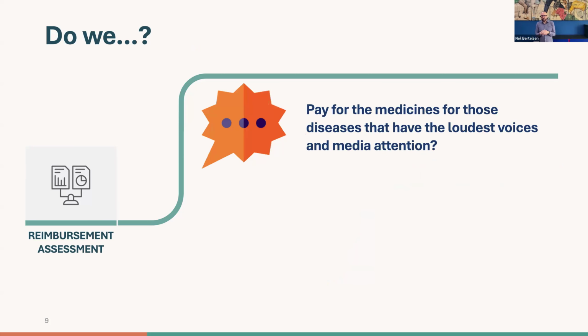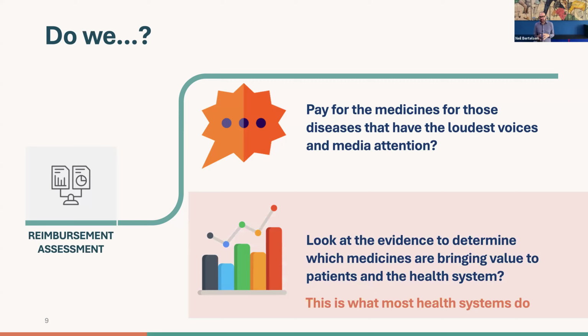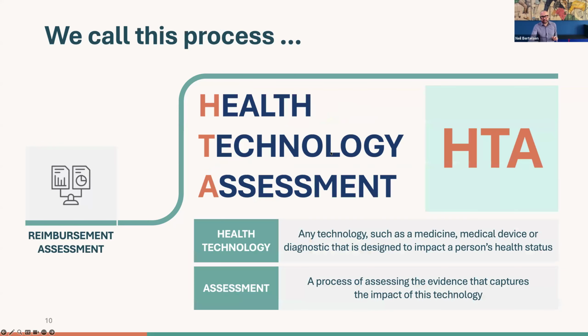So do we, for example, pay for the medicines for those diseases that have the loudest voices, that get the media attention, that are on the front page of newspapers? Or do we look at the evidence and determine which medicines are bringing value to the patients and value to the health system? Obviously, most of the time in most countries, we try to do the second of those things. But I would say that before HTA, we often did the first. It was those disease areas that had most attention that would get most resources. And that brings us to health technology assessment.